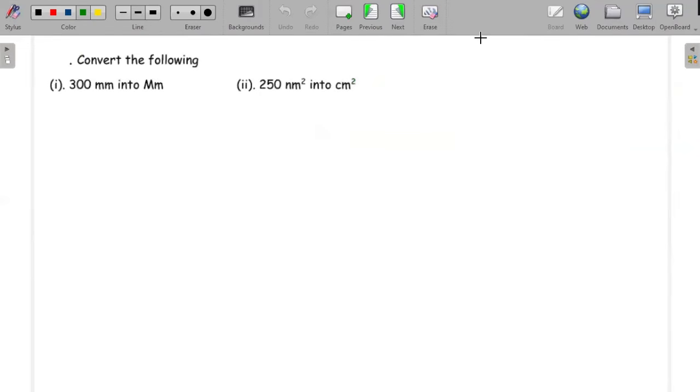Okay, convert the following: 300 millimeters into megameters. That is also a very simple conversion. Converting a millimeter to a megameter. What do we do?